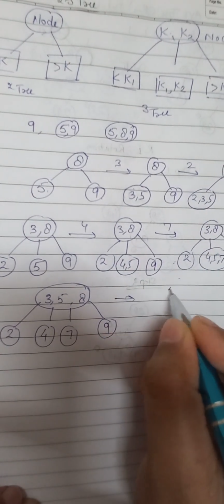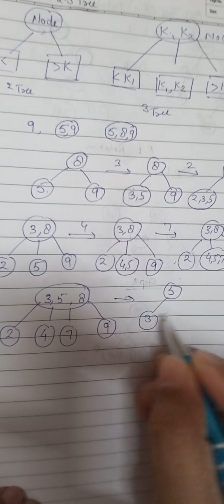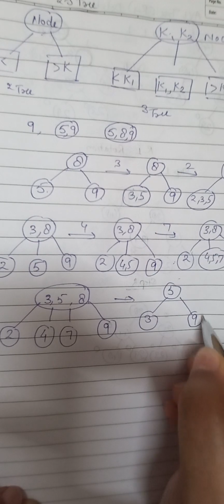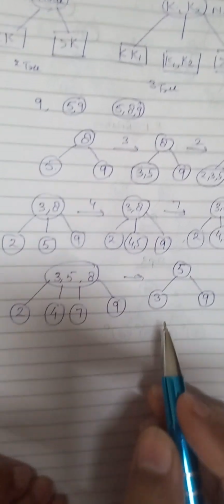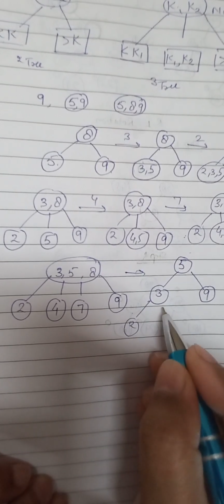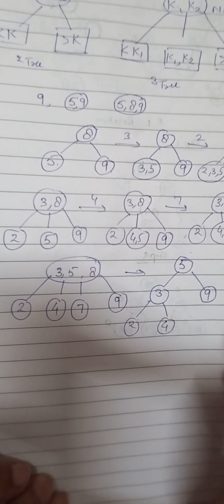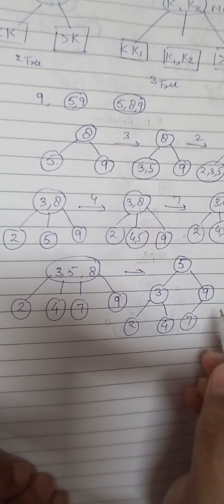So after that we are putting 5 up. Then what will come over here? 3 is less than 5, so it will come over here. 9 is more than 5, so it will come on the right hand side. Right? Then again 2, 4 are there. So 2 is less than 3, so it will come on the left hand side. 4 is more than 3, so it will come on the right hand side. And 7 is less than 9, so it will come on the left hand side.